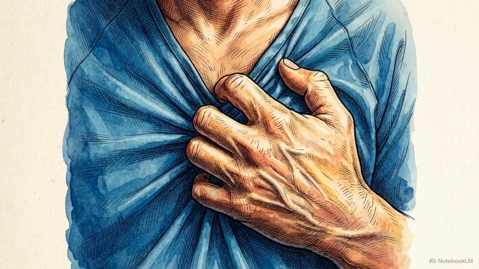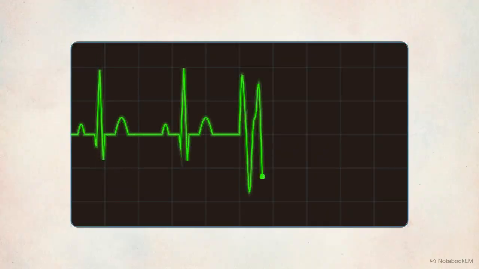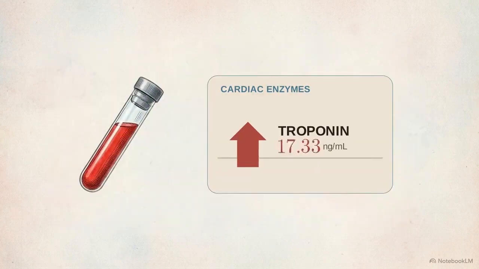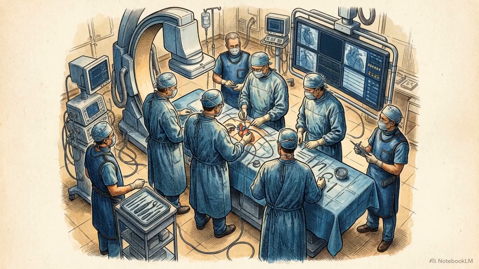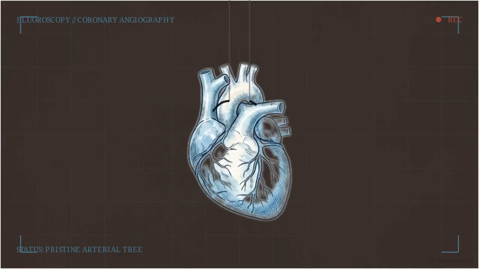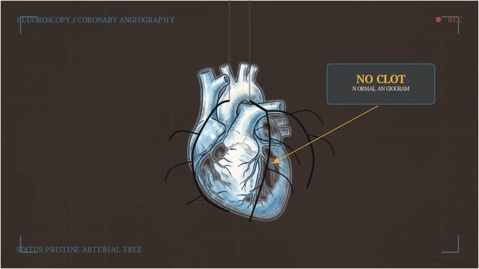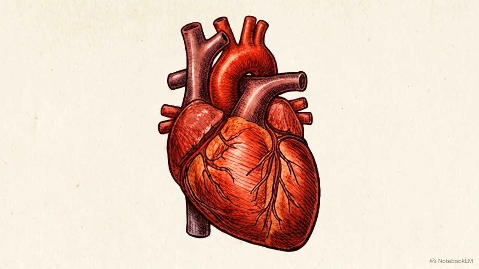They have crushing chest pain, their EKG shows severe arrhythmias, and blood tests show sky-high troponin, a classic marker of cardiac muscle damage. But when doctors rush them to the cath lab to clear a suspected blockage, the angiogram shows completely pristine coronary arteries. There is no clot. The true culprit is acute fulminant myocarditis, a rapidly progressing inflammation of the heart muscle.